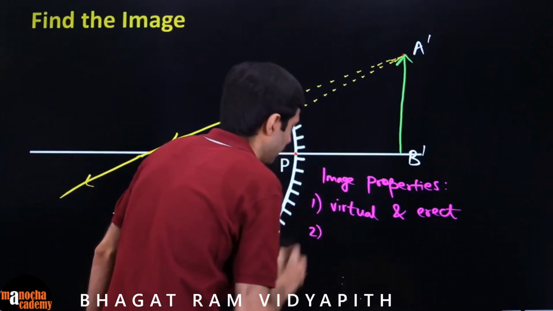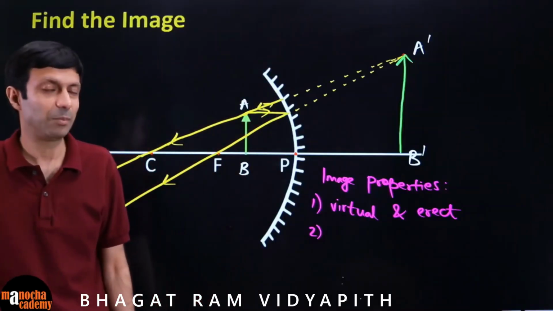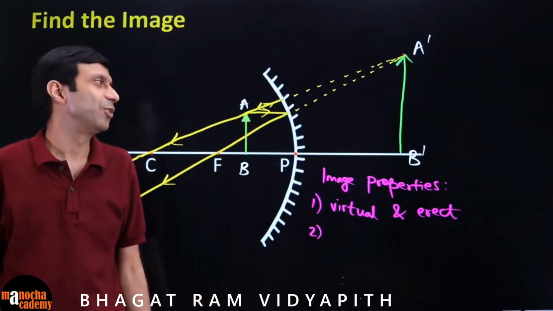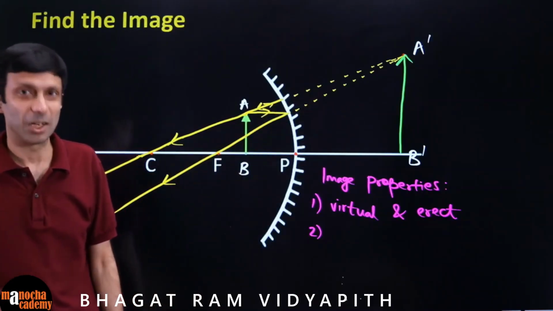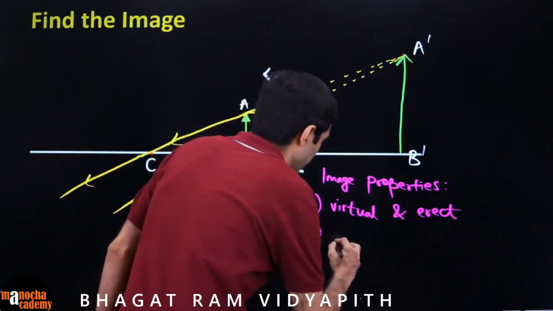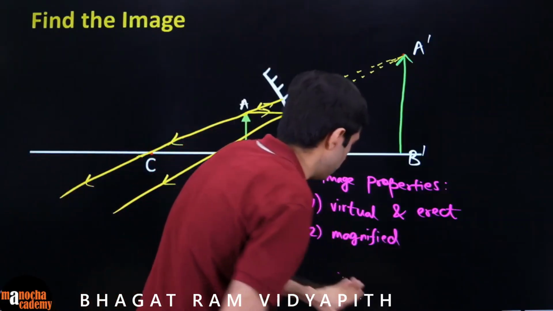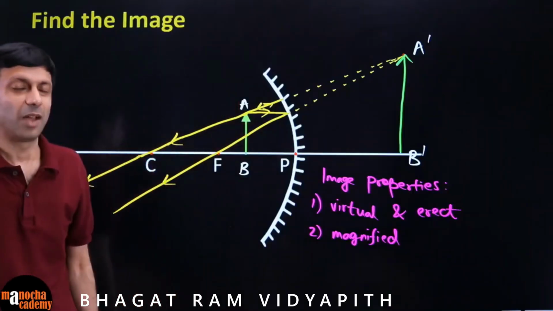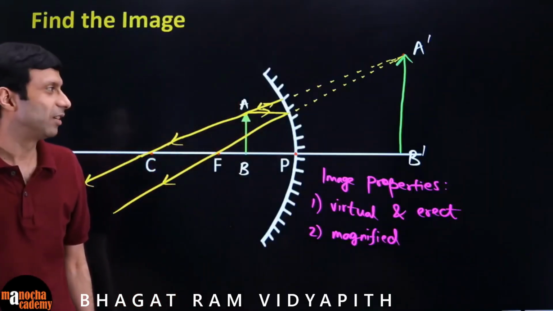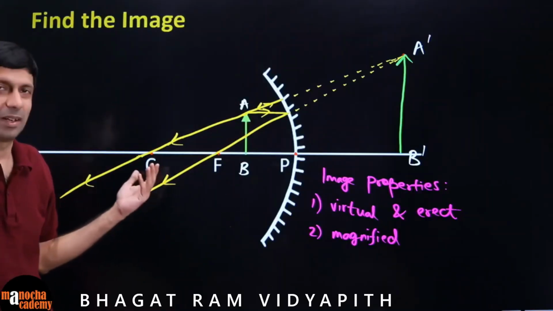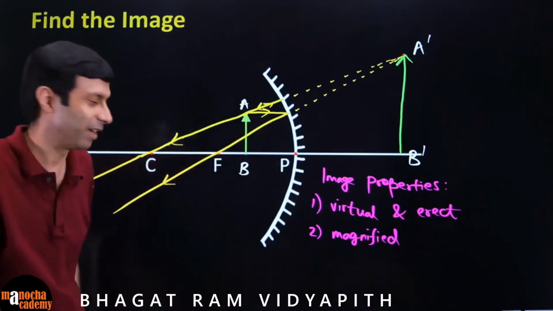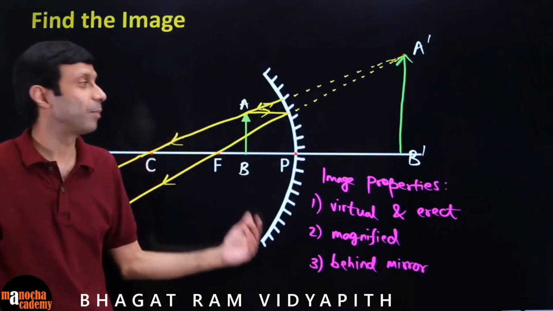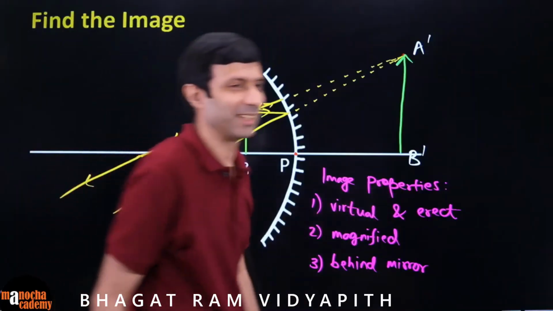Second point, is it size, right? Is it the same size? Is it diminished, magnified? So clearly you can see this image is magnified, much enlarged. And what about the location? You don't have to write anything related to P, F and C. You can just say it is formed behind the mirror. So the image is formed behind the mirror, as you can see here.